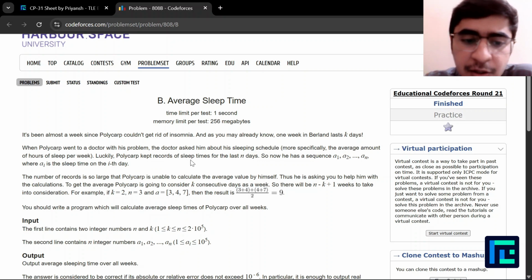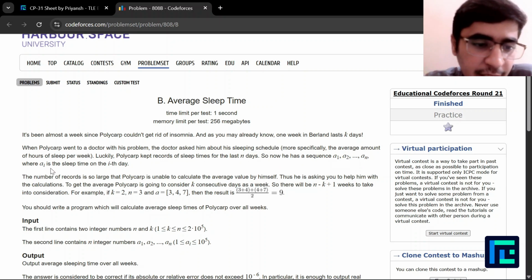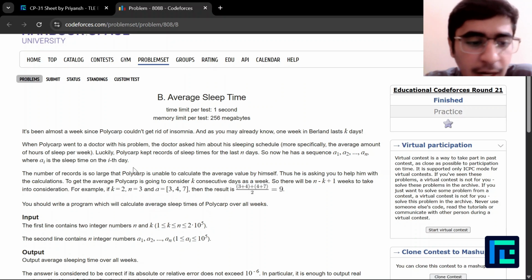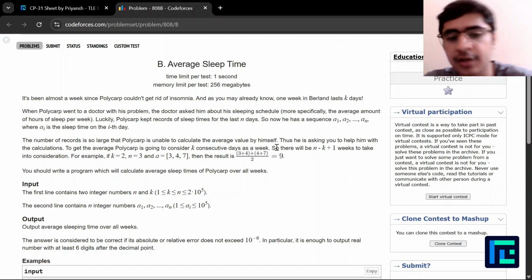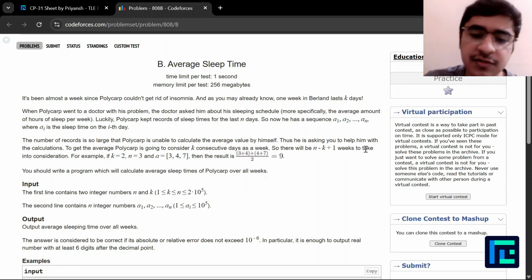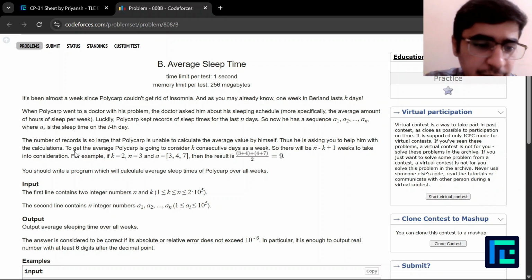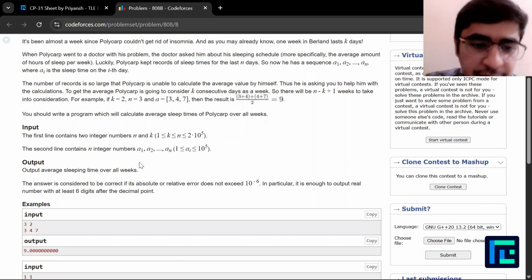Luckily, Polycarp kept a record of sleep times for the last n days. Now he has a sequence A1 to AN where Ai is the sleep time on the ith day. The number of records is very large, so he cannot calculate the average value by himself. Thus, he's asking us to calculate it. To get the average, Polycarp is going to consider k consecutive days as a week. So there will be n minus k plus 1 weeks to take into consideration, and then they've given an example.